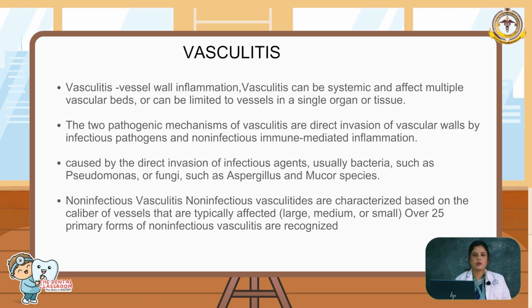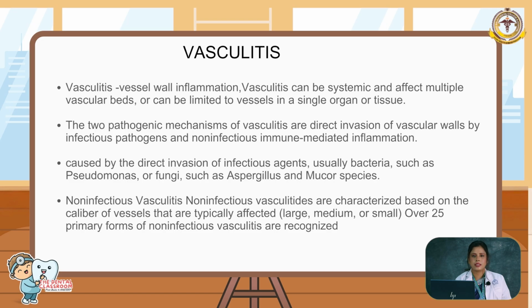Now, moving on to your last topic, that is vasculitis. What is vasculitis? Vasculitis is vessel wall inflammation. There is some inflammation going on in the vessel wall. So it can involve small vessels, large vessels, or even your smallest vessels. So it can be divided into systemic or localized vasculitis.